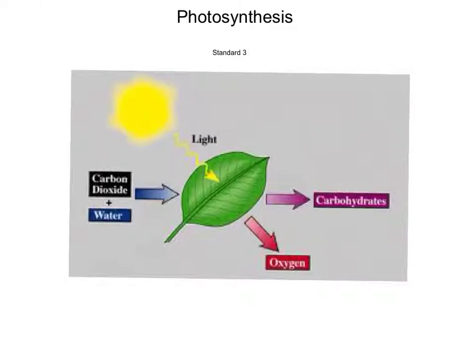Photosynthesis, standards 1 through 3. Photosynthesis. Photosynthesis is a process in which light energy is converted to chemical energy and used to produce organic compounds.